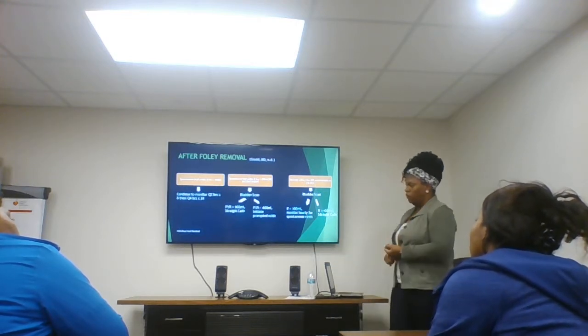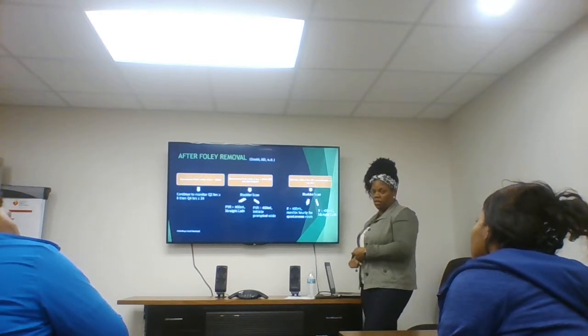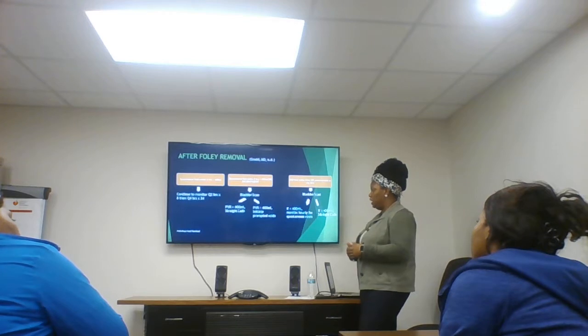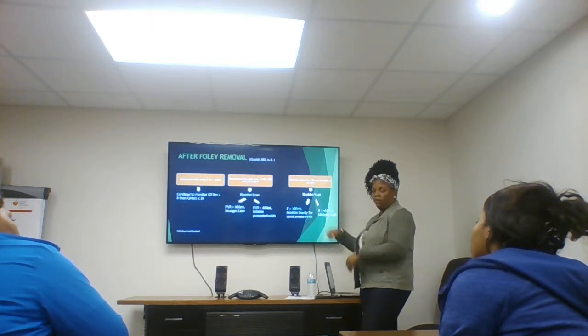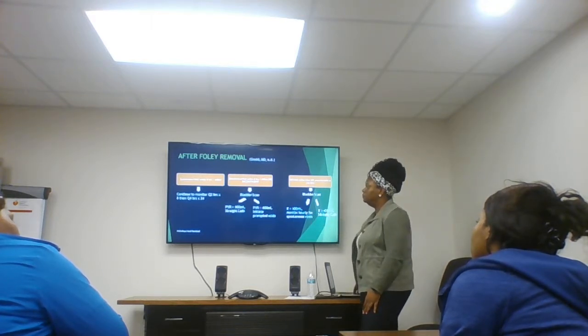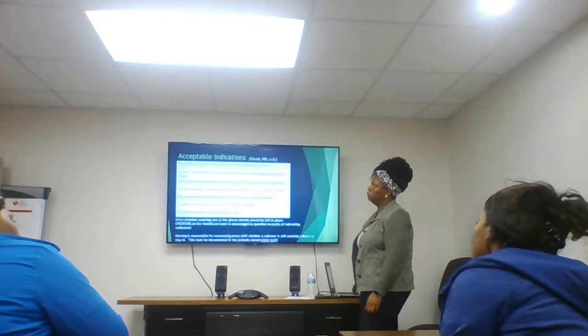If we don't get a void within 4 hours of removing the catheter, or the patient is uncomfortable at any time, we scan the bladder to see how much is in. If it's greater than 400, we want to make sure we straight cath. If it's less than 400, we want to monitor hourly for spontaneous voids. And PVRs are post-void residuals.